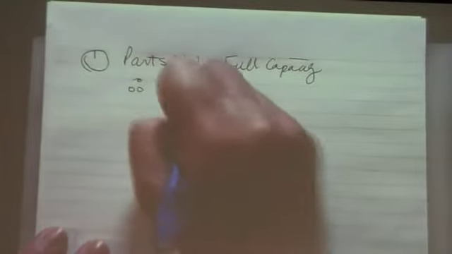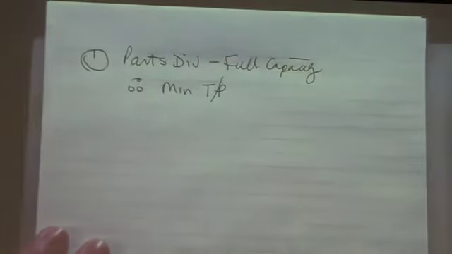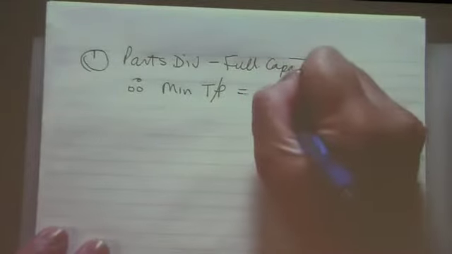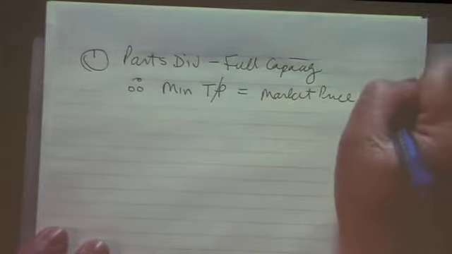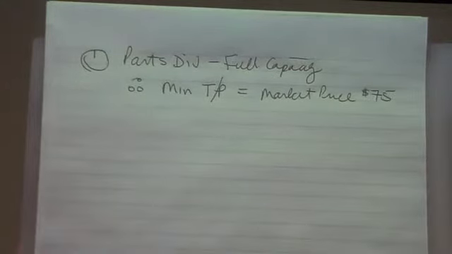Therefore, the minimum transfer price, I'll just short form as TP, that they would be willing to accept is the market price, which is 75. Because they would be indifferent, wouldn't they? They would be indifferent whether they sell it internally or not, because they're still going to generate the same amount of profit. So that's the answer for part 1, or part A.